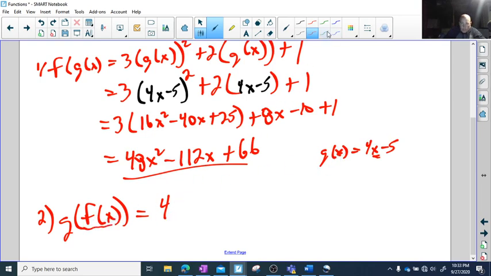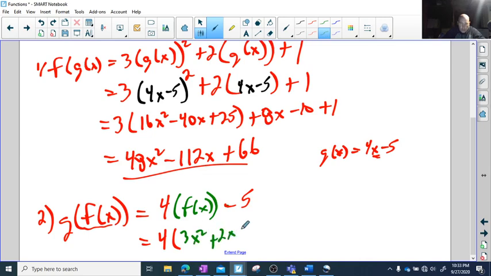So it's going to be 4. F of x will take the place of the x here, and then I'll still have my minus 5. Now we're going to substitute the value of f of x for, so function f was 3x squared plus 2x plus 1. Now these were given.